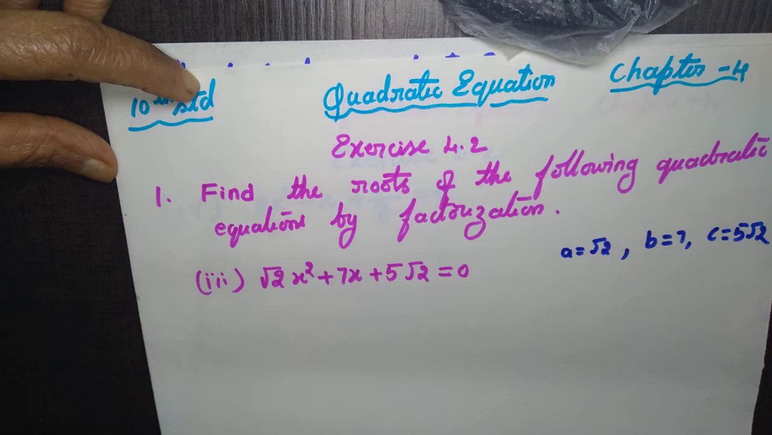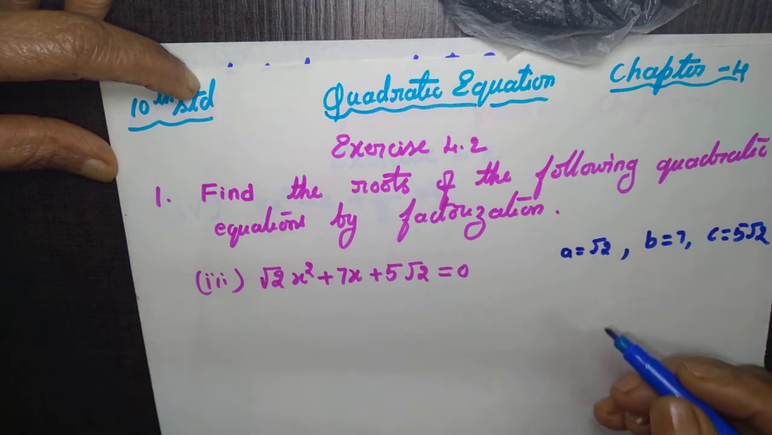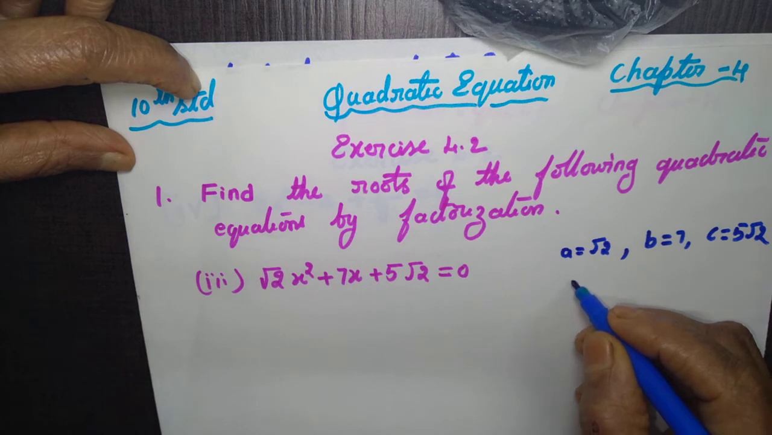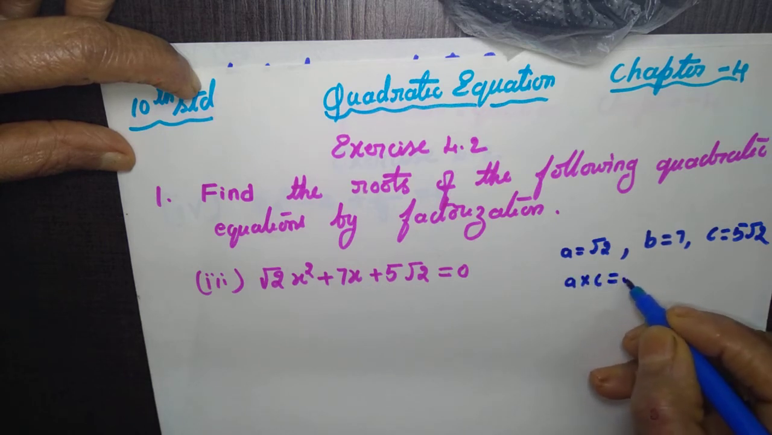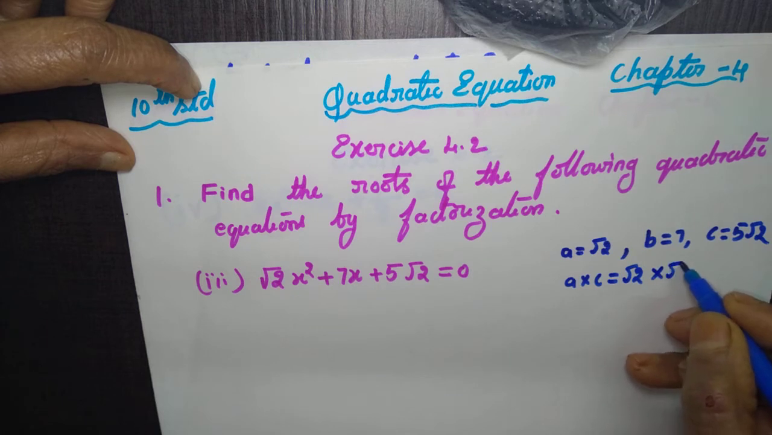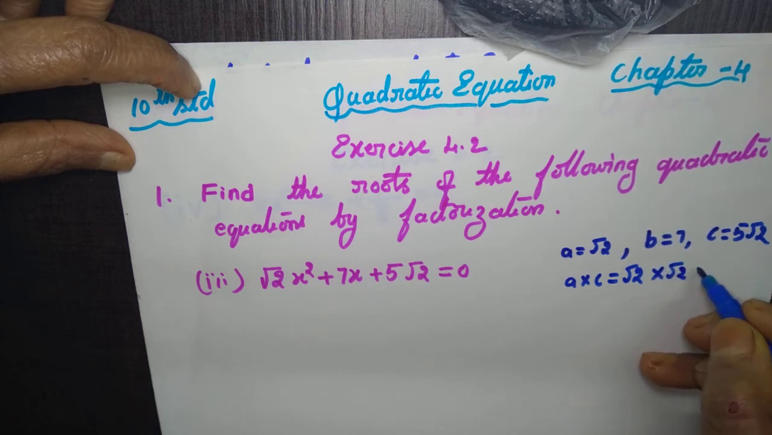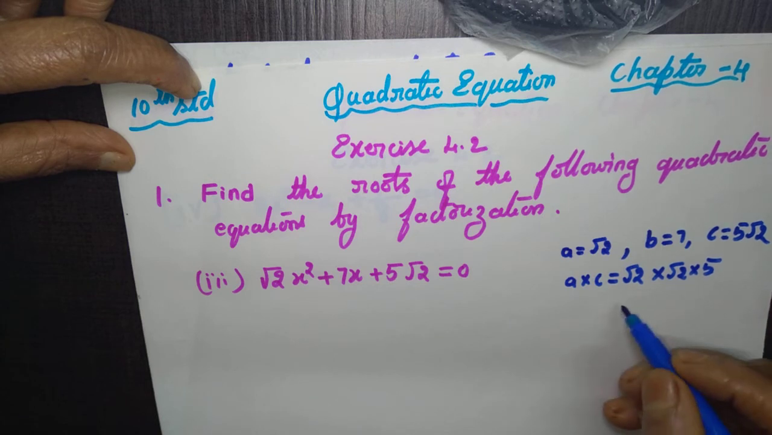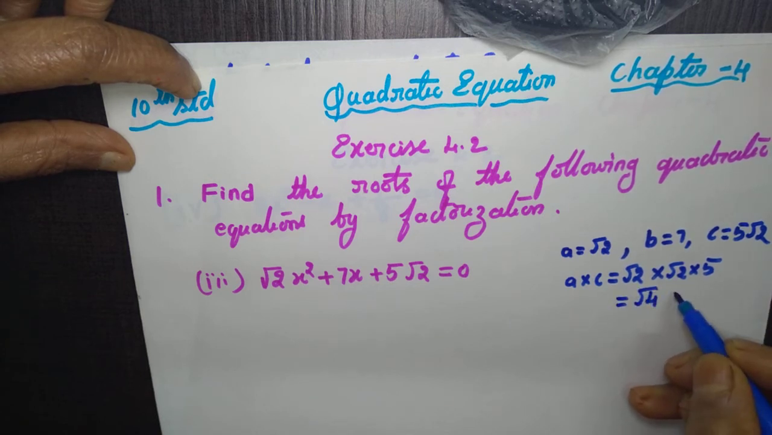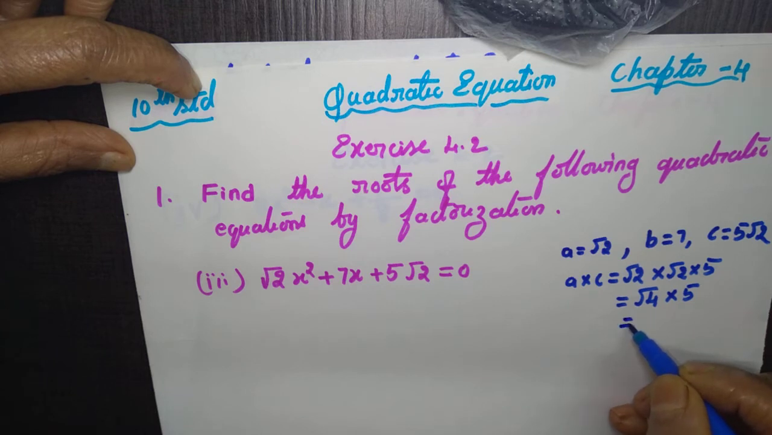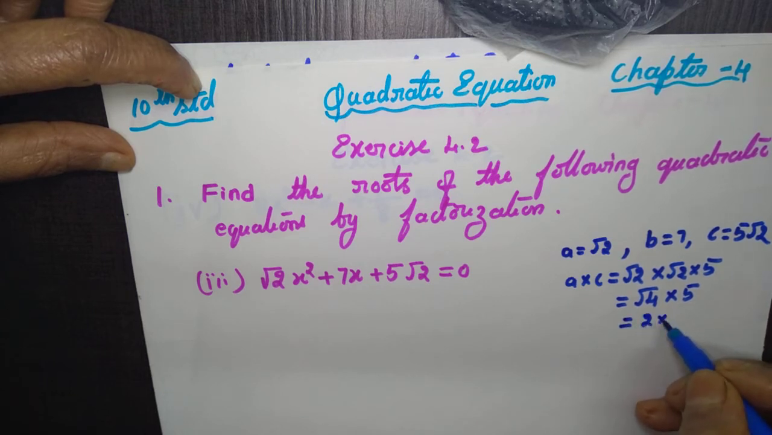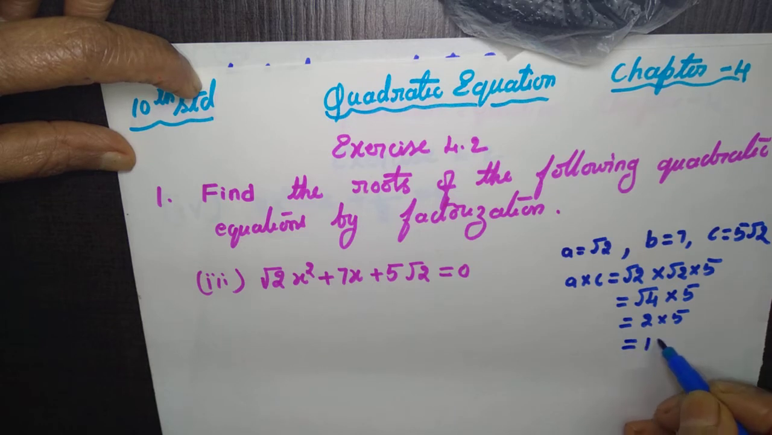What you have to do in the factorization method: you have to multiply the first and last term, and you have to split the middle term in such a way that the two numbers multiply to the product of the first and last term, and if you add those two numbers, you should get the middle term. Let us multiply the first and last term. a into c, that is root 2 into 5 root 2. Root 2 into root 2 is root 4, into 5. What is the square root of 4? That is 2. 2 into 5 is equal to 10.